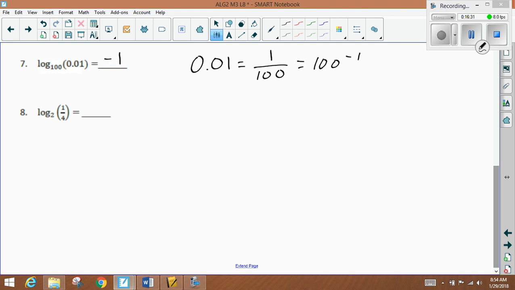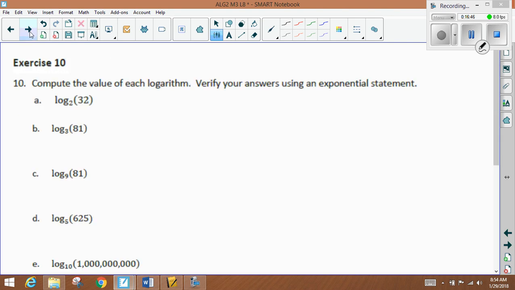All right, 2 to what power is 1/4? Negative 2. 1/2 will give me a radical, right? Yeah. All right. Moving right along. How about these?